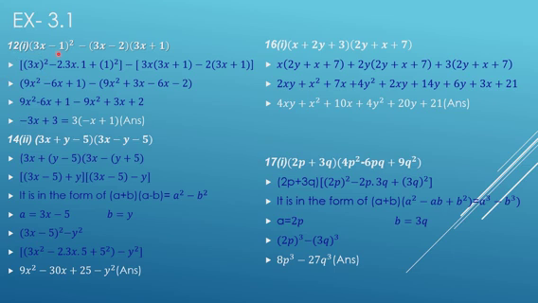3x minus 1 whole square minus (3x minus 2) into (3x plus 1). Now how to solve this kind of sums? If you see the first part of the question, 3x minus 1, here you can see that it is in the form of (a minus b) whole square. So we'll be expanding 3x minus 1 using the formula of (a minus b) whole square, so you get a square minus 2ab plus b square.